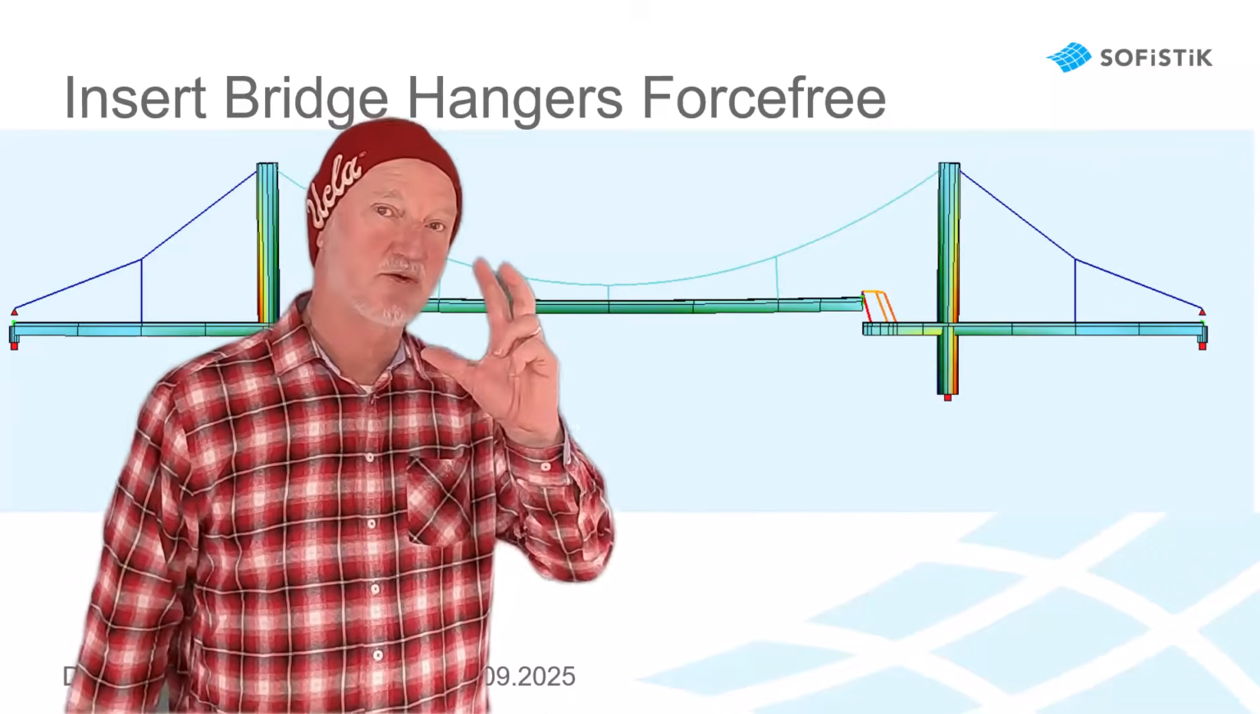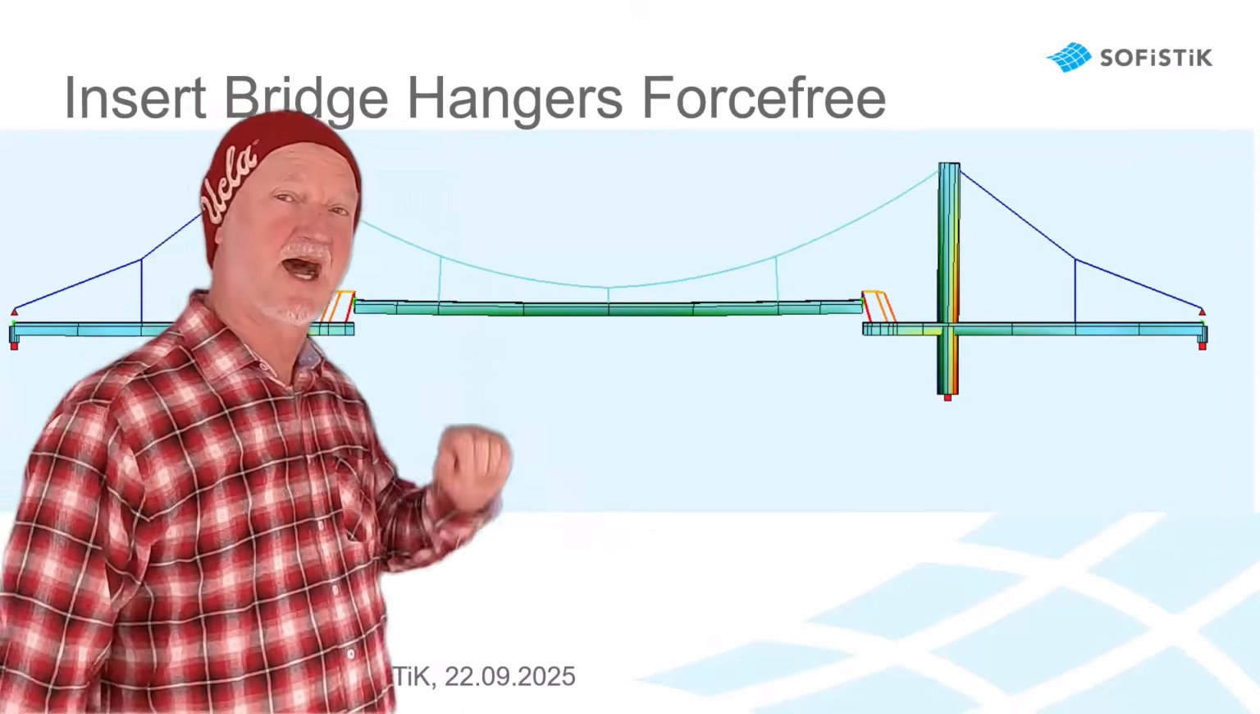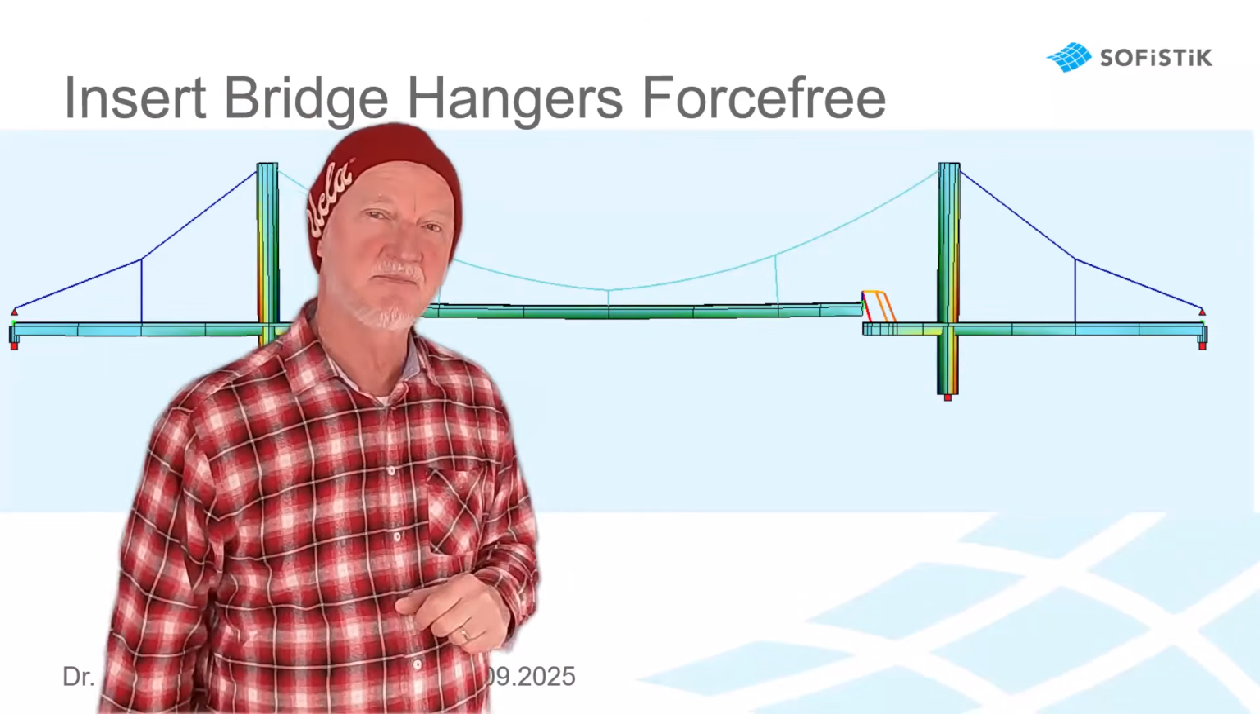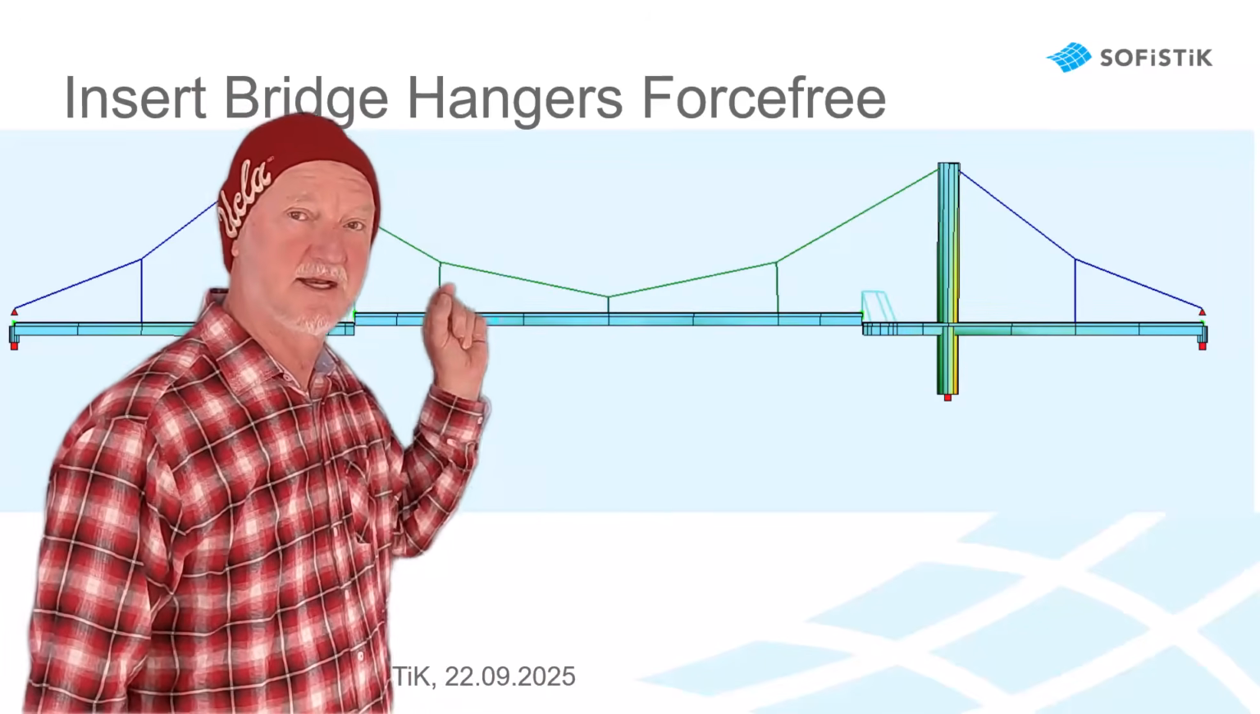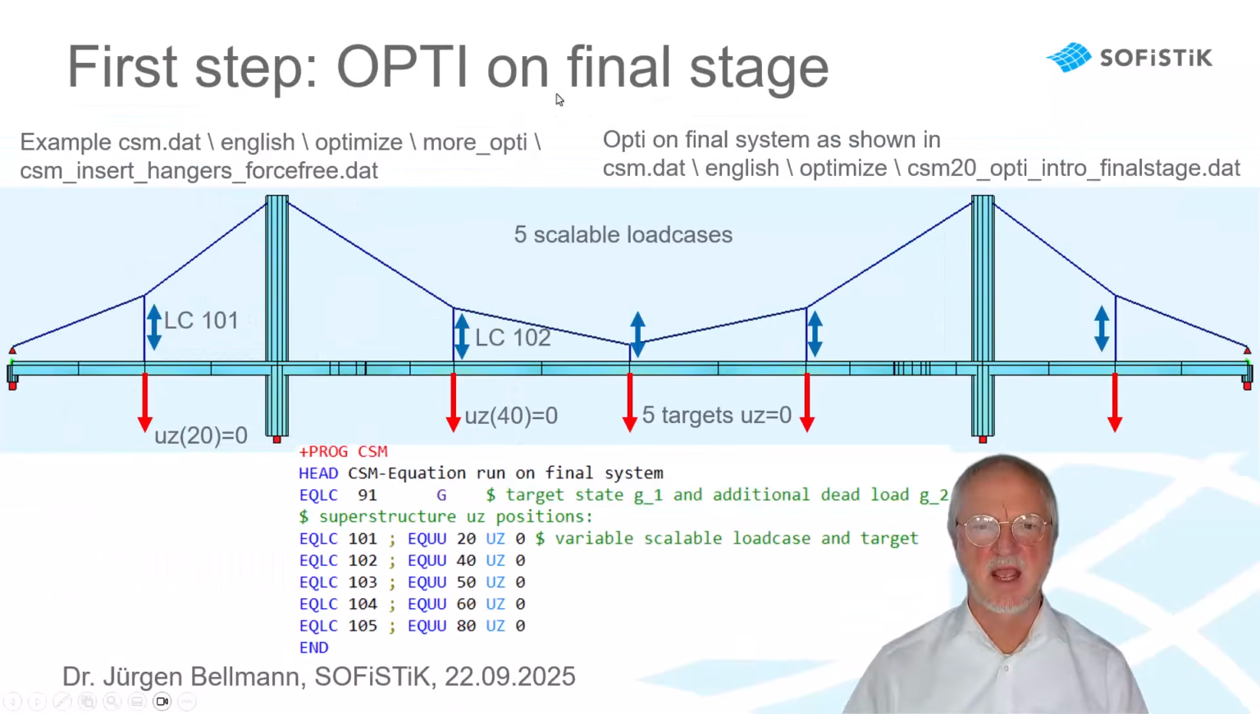Now, as we do not want to re-stress our hangers later on, we have to insert the hangers with the correct length for the final system. To get this unstressed cable length, we first make an optimization on the final stage, as shown in the well-known example Optimize CSM20. This bridge here is in the folder More Opti CSM Insert Hangers.